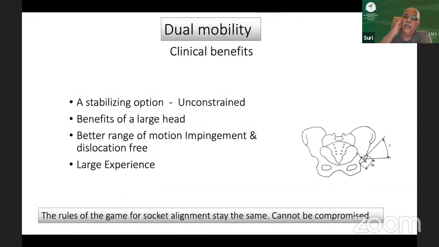On the other side, dual mobility, like we discussed and showed in the first slide, has two articulations, one unconstrained, one constrained. The unconstrained takes over after the constrained has exhausted its range of movement. So it is an unconstrained stabilizing option. It gives you all the benefits of a large head in terms of an impingement-free range for a while longer beyond the normal. Better range of motion, impingement-free motion, and impingement-free dislocation.